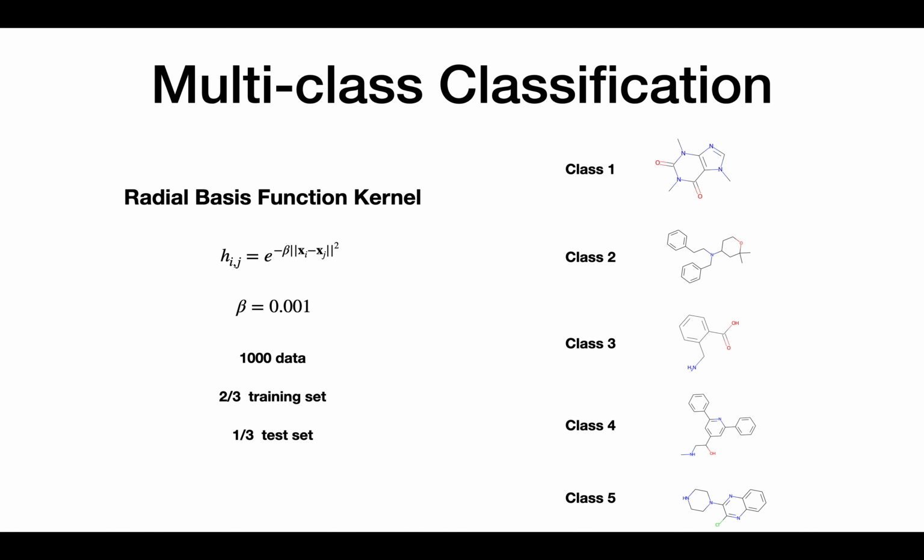And I use a radial basis function kernel for multi-class classification, and the beta is 0.001. And 2/3 of the data set is the training set, and 1/3 of them is the test set.